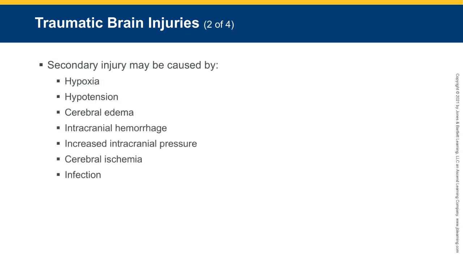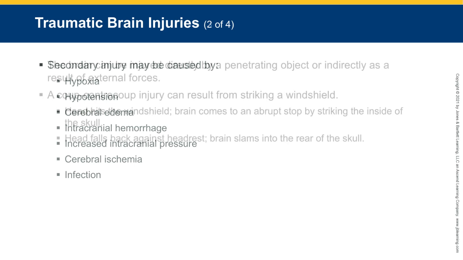Secondary brain injuries can be caused by hypoxia, hypotension, cerebral edema, intracranial hemorrhage, increased intracranial pressure, ischemia, and infection. Managing secondary injuries is a critical component of pre-hospital care, as they can significantly worsen the patient's condition.